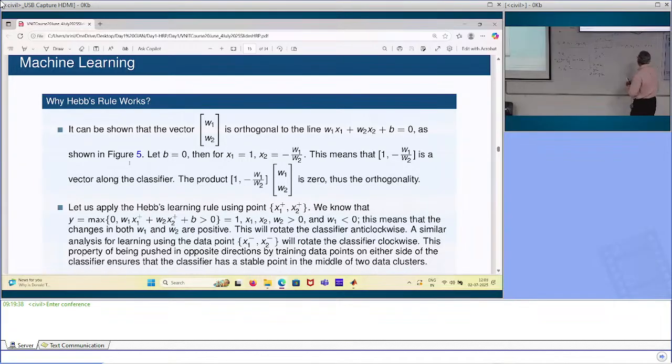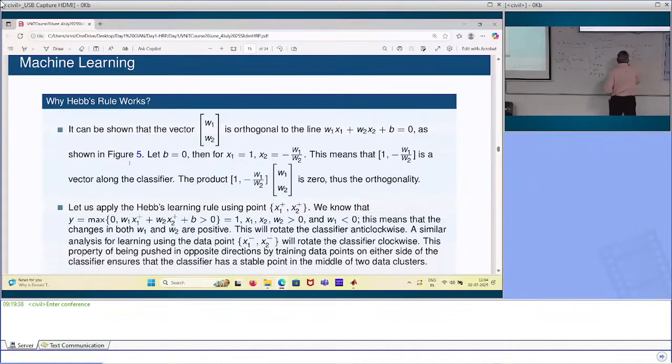Why would y be 1? Because y is 1 for a simple reason. Here is the point x1 star, x2 star, where w1 x1 plus w2 x2 is 0. Here it is less than 0. That's what we proved earlier. If you are not convinced, you can go and prove that this y will be 1 here, 0 here. Right? So let's put that point y here.